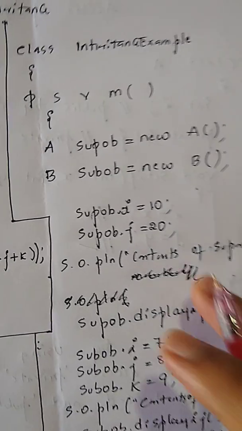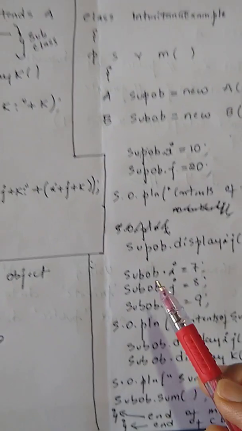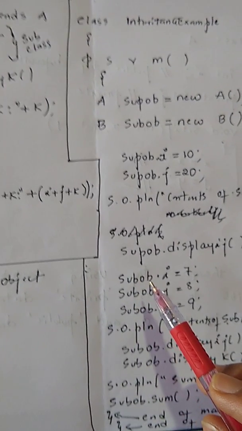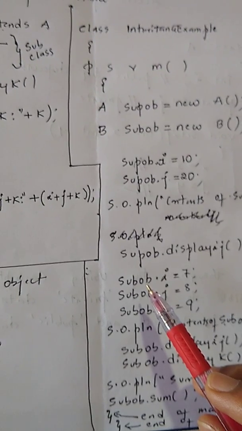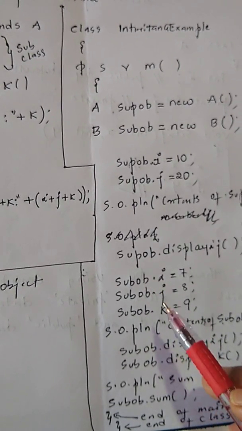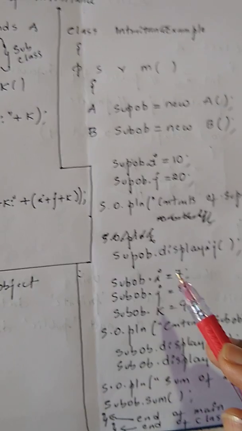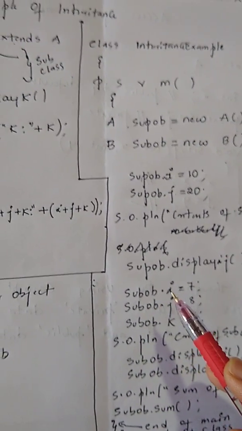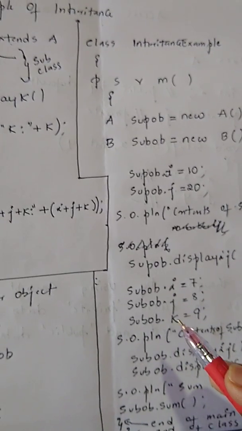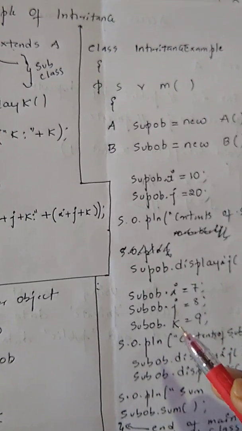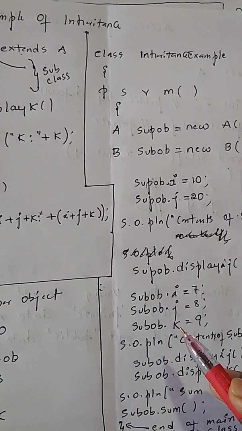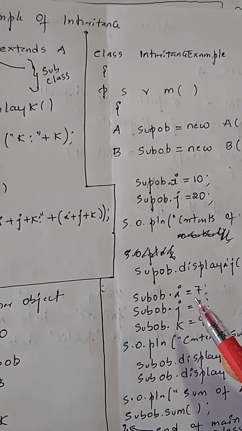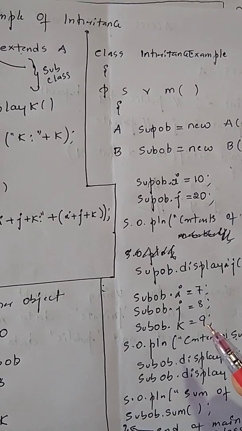Next, I'm considering a sub object, which means this is an object of type class B. So I've taken i, j and k. Because of the inheritance concept, I can access i and j even though they belong to class A, and k that belongs to class B, so I can access them without any problem. So for i, j, k, now I'm assigning 7, 8 and 9.